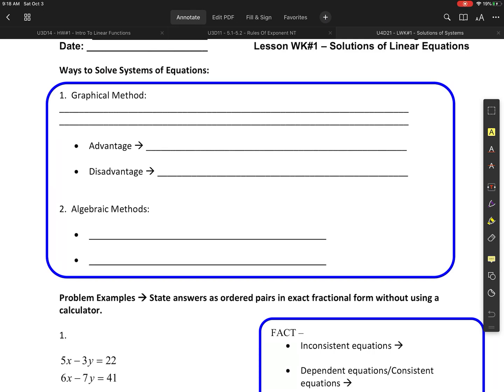So what we're doing is solving systems, and the key thing with a system is we're looking for where the lines cross. And right now we have two main methods. The first one is a graphical method, where we graph both lines, and we see where they cross.